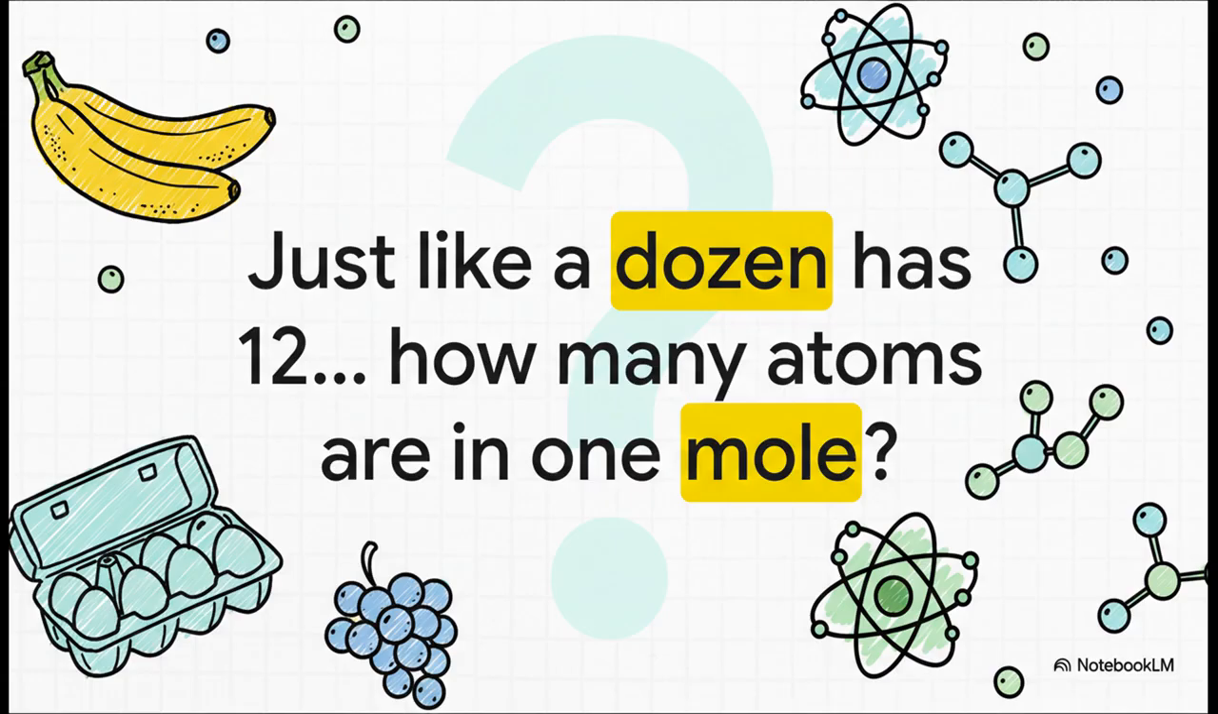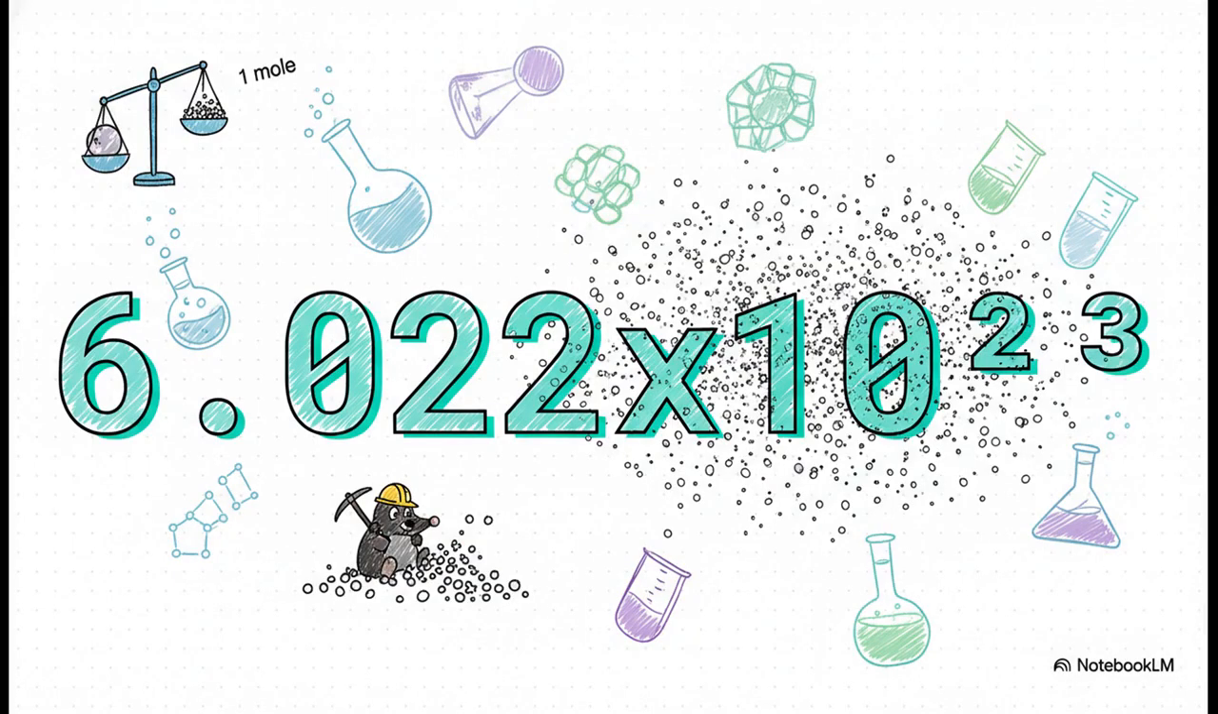So that leads to the big question. Just how many atoms are in one mole? Get ready for it. That's the number. It is so ridiculously huge, it's almost impossible to picture. We write it as 6.022 times 10 to the 23rd. That's 602 sextillion.